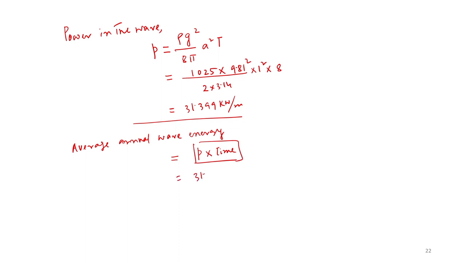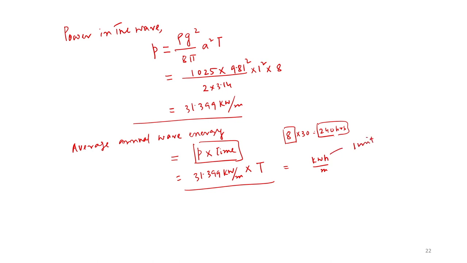So maybe if we consider 31.399 kilowatt hour per meter, and if we say, for example, per day we run for 8 hours, then in 30 days it will be 240 hours. So, time if you multiply, then what you will get in kilowatt hour per meter, right? So, this 1 kilowatt hour is 1 unit, right? From that also you can see in price how much money you can generate out of this energy generation.